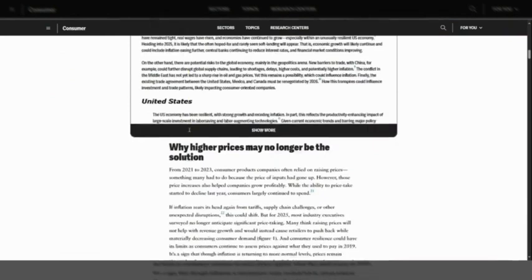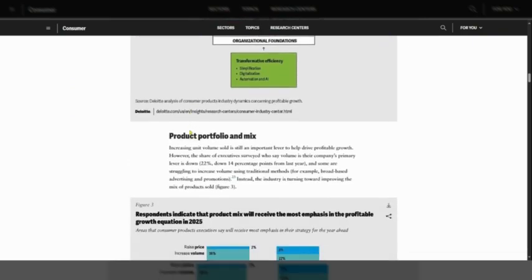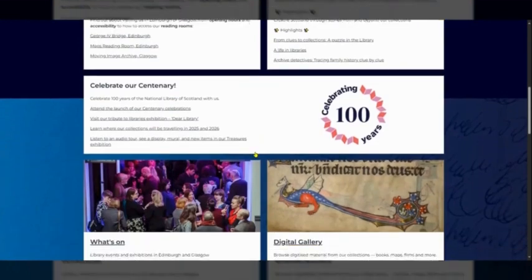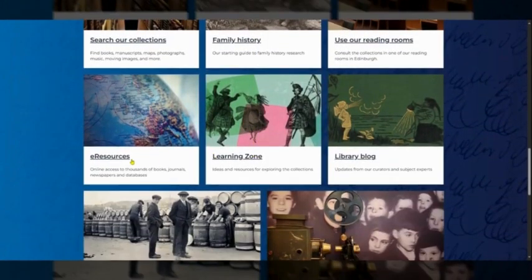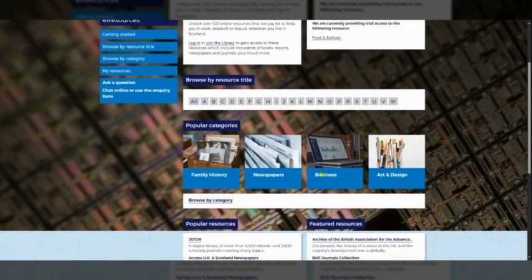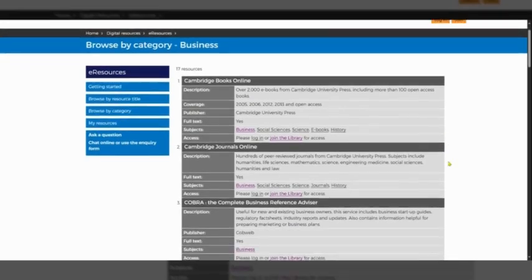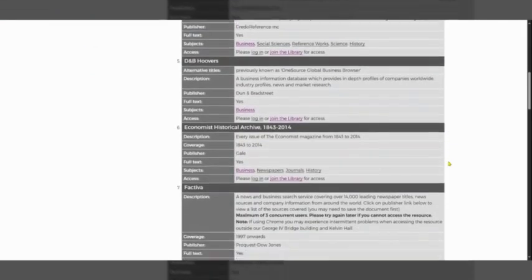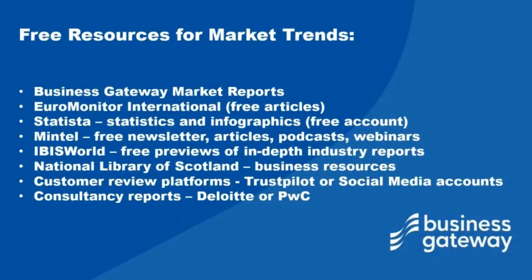Free case studies and white papers are also available, offering real-world examples and detailed analysis of successful business strategies. By registering with the National Library of Scotland, you can access resources such as the Complete Business Reference Advisor, D&B Hoovers, which is a business information database providing in-depth profiles of companies worldwide, industry profiles, news and market research. You can also access IBISWorld from home or visit the Edinburgh Reading Rooms or Kelvin Hall, Glasgow, to access resources such as Mintel and Fame.